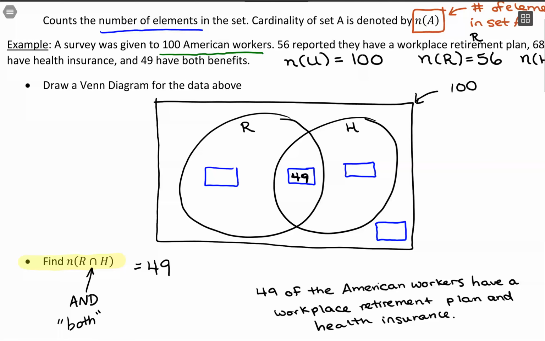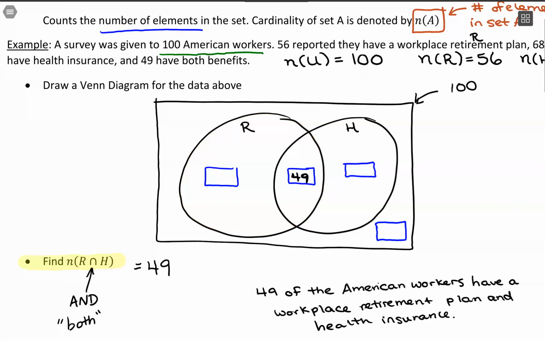plan and health insurance. So that's a good place to start, because when we start going to say here for retirement plan, something we need to keep in mind is that number that we're trying to find there, it's actually the people that have a retirement plan and at the same time don't have health insurance. So this 56 that they gave us, that's representing this entire circle here. This whole circle has a value of 56, and something we need to keep in mind is that 49 of them are taken up by that middle piece.